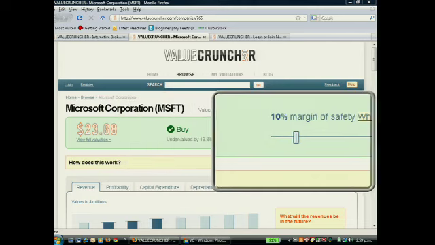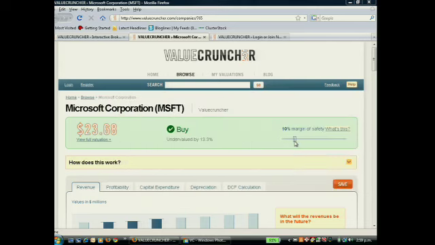Further over, we have a margin of safety function. This allows people to create a margin of safety in their analysis. For example, I may want a margin of safety of 15% in all the analysis that I put into place. So unless a company is undervalued by at least 15%, I'm not interested in it. So if we move the margin up to 15%, what happens there is now Microsoft, at 13% above the current share price, is now within my margin of safety. The bar at the top changes to blue.